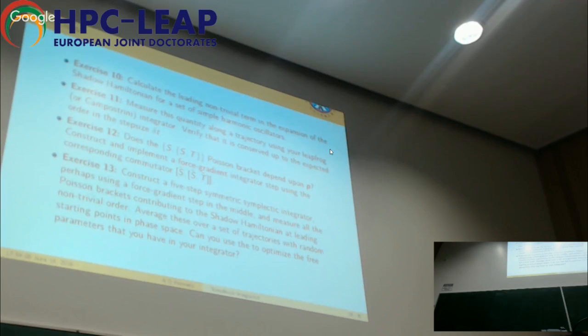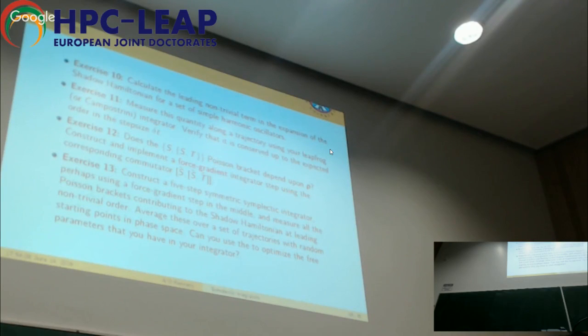And what you'll find actually is the shadow Hamiltonian is not the sum of a kinetic and a potential term. Okay, you get terms that mix the p's and the q's. So unfortunately, you can't find an integrator whose shadow Hamiltonian is the Hamiltonian you wanted to integrate. That would be too nice. But you can at least find out what shadow Hamiltonian is conserved by a particular integrator.